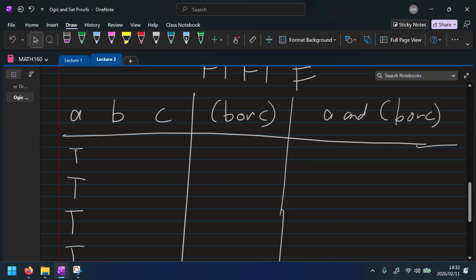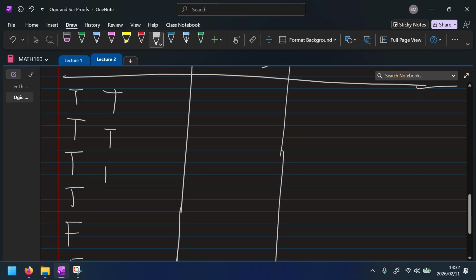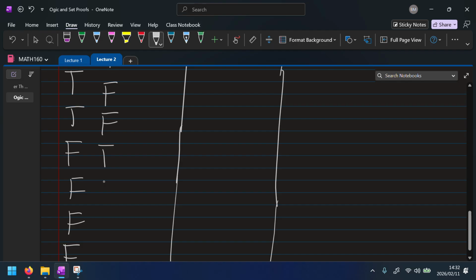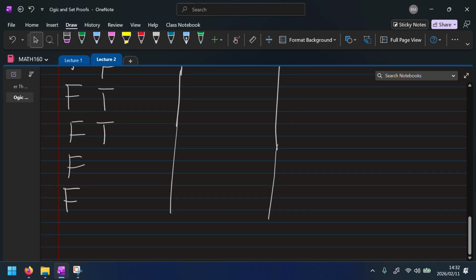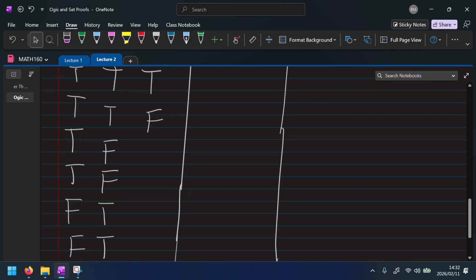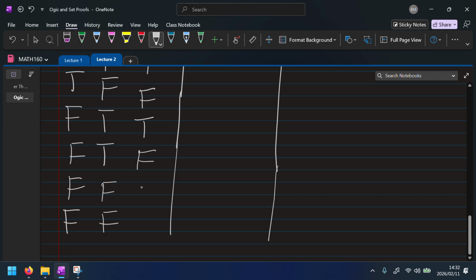The second column, I'm going to put 2 T's, 2 F's, 2 T's, 2 F's. True, true, false, false, true, true, false, false. So it's just pairs. And then the last one is going to be true, false, true, false, true, false, true, false. That covers everything. You should end up with FFF at the end. That means you have everything there.